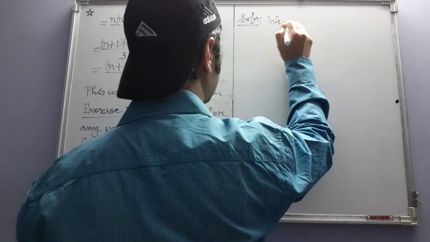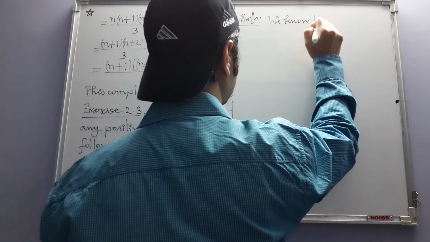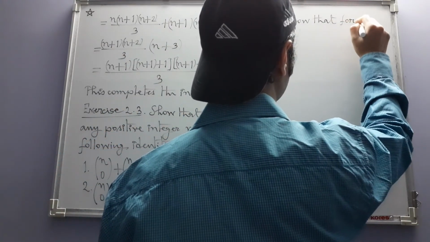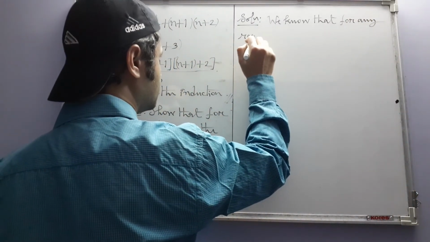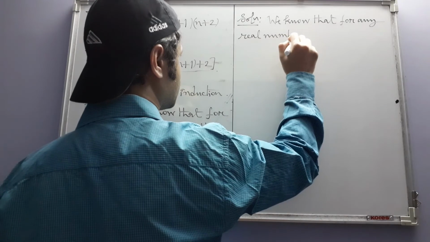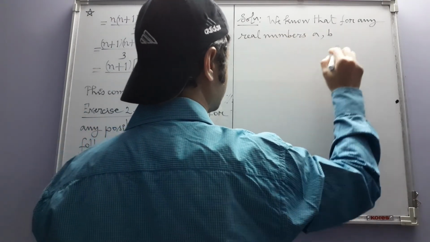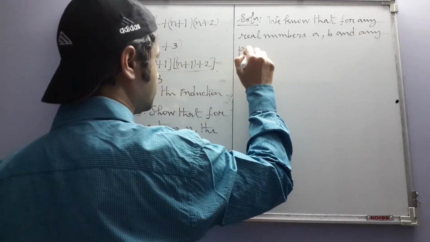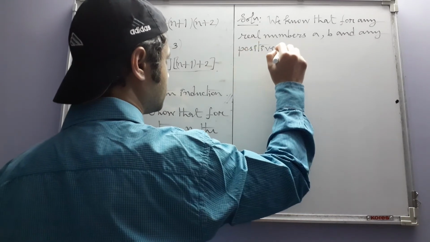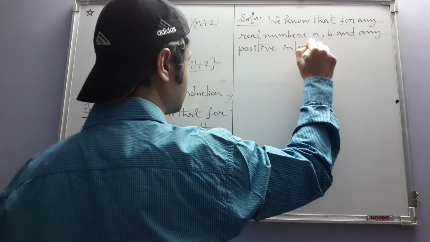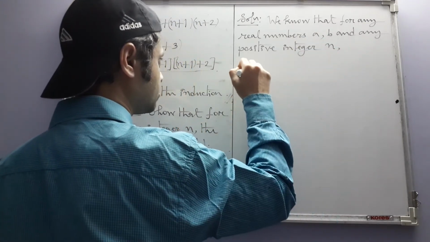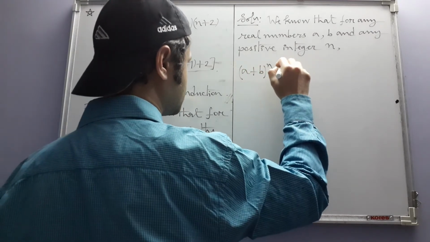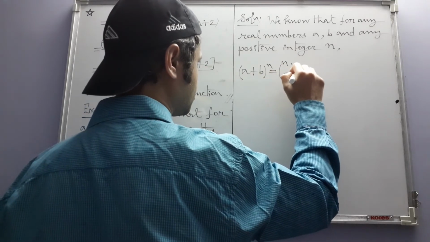We know from the binomial theorem course that for any real numbers a, b and any positive integer n, your usual binomial expansion is this.